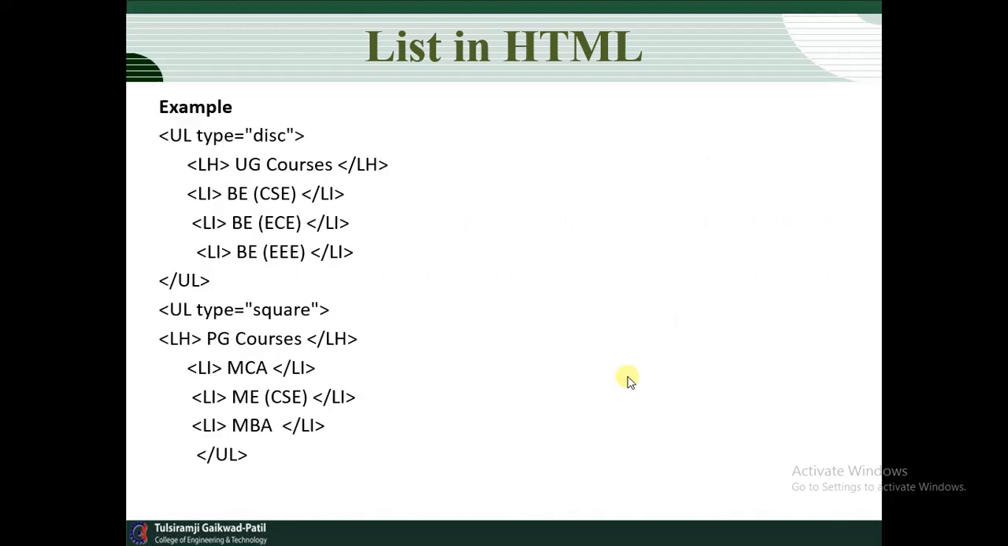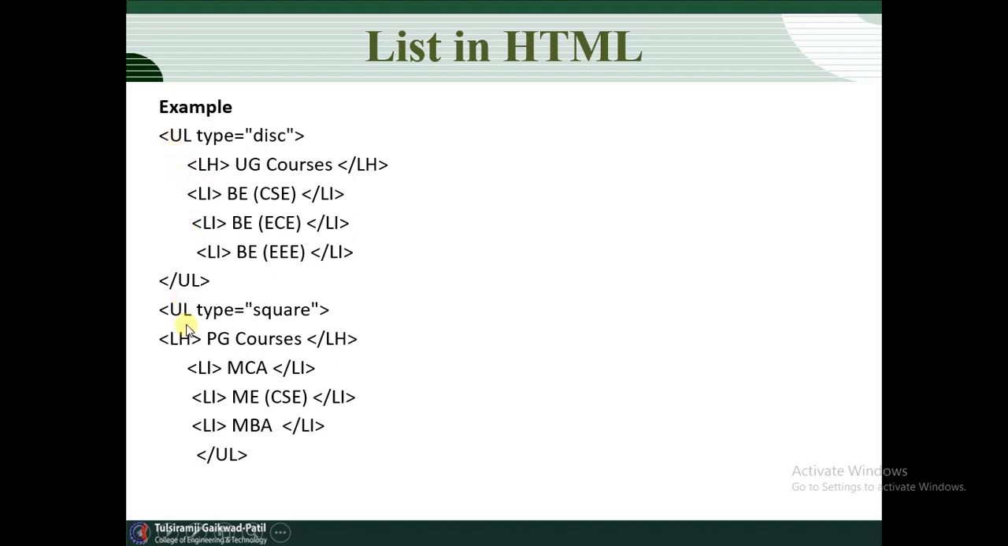Now we are going to discuss an example of a list. Here we have one example, UL type equals disc. Here you have the LH tag, which indicates the heading, UG course, and we close the heading. Now we have the sub-elements CSE, EC and electrical under the LI tag, and after that we close the UL tag.